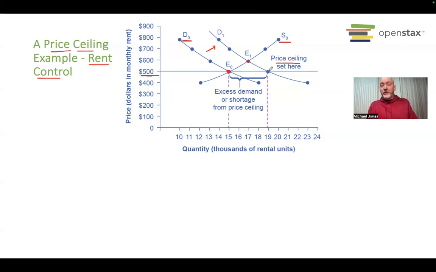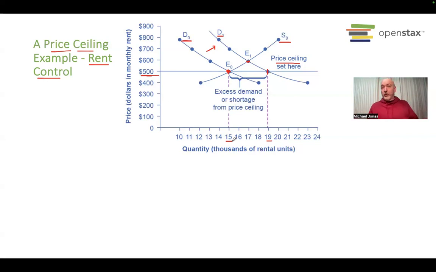But it doesn't stop the demand curve from shifting, right? So the demand curve is still here at D1. So the quantity demanded, the number of housing units demanded at that legal maximum price of 500 is way out here at, say, 19,000 units. But it doesn't do anything to increase the quantity supplied. Right? So the supply curve is static. It hasn't moved. And the only way to get more units supplied is to raise the price, right?